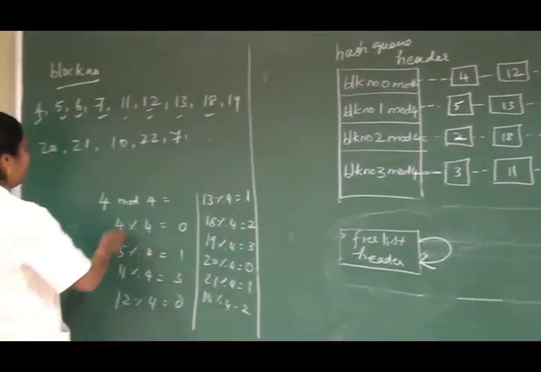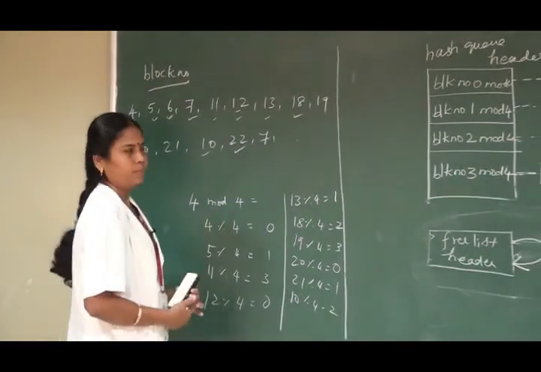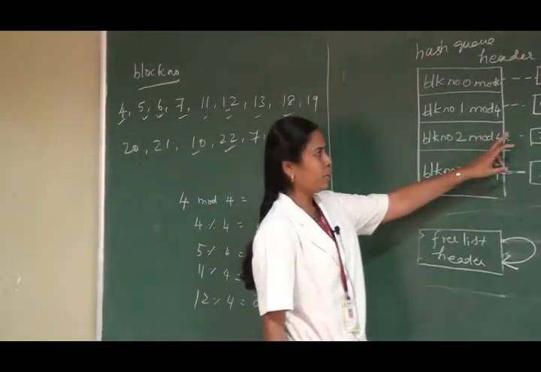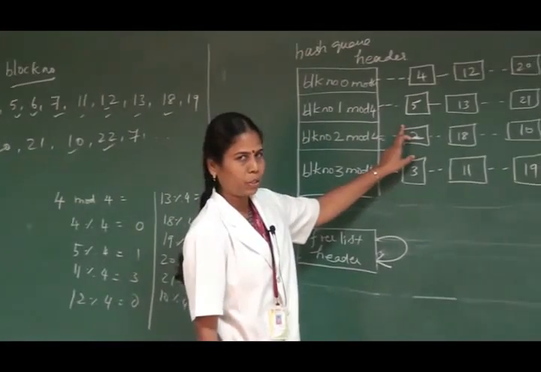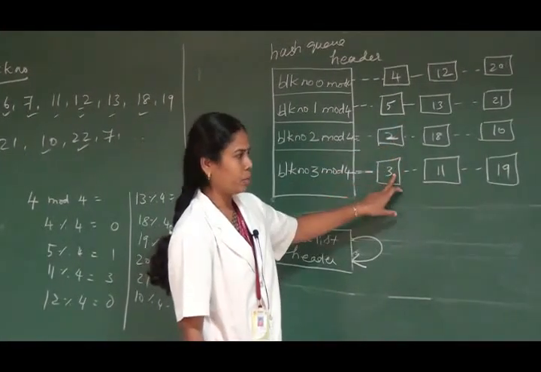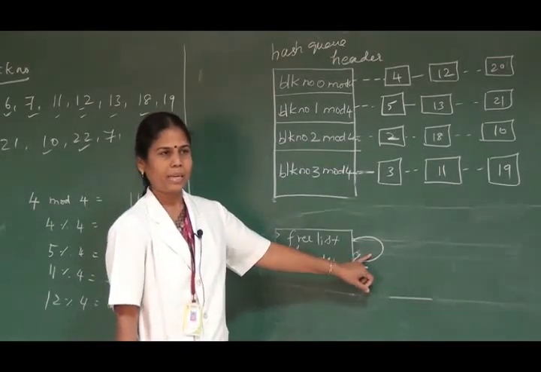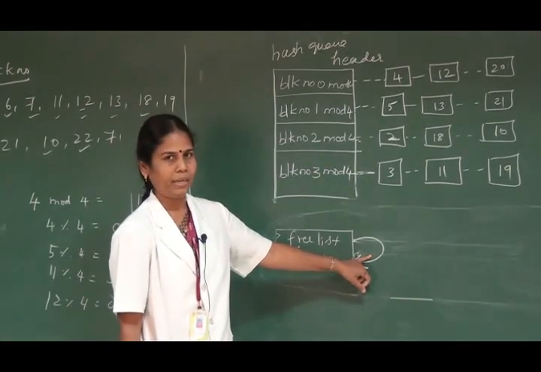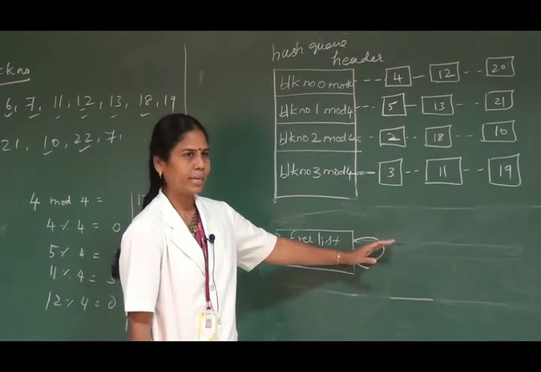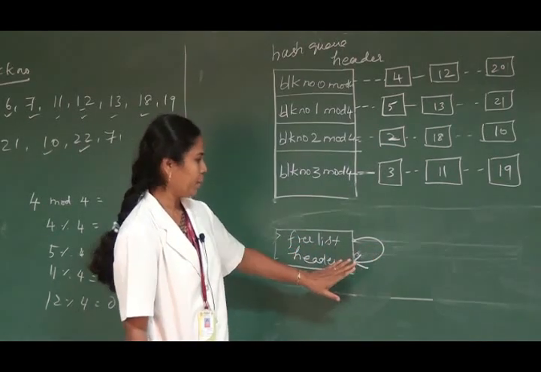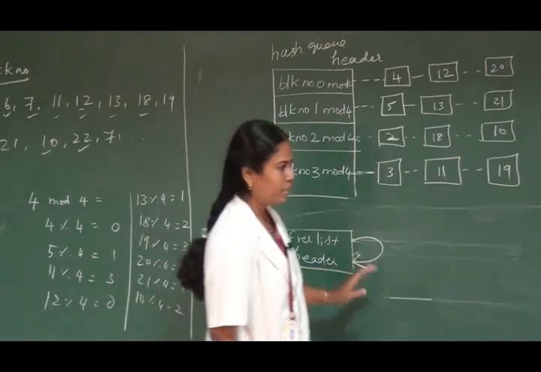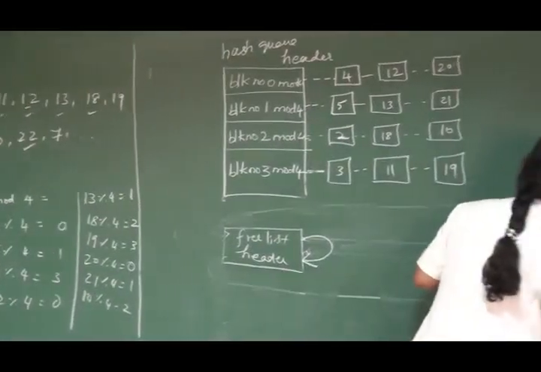Now we have to allocate 22. We see whether the 22 block is available in the hash queue. It is not there in the hash queue. If it is not there, we have to see if there are any free buffers available in the free list. If there is, we have to allocate a buffer. But here the scenario is the free list is empty. This is similar to the fourth scenario.